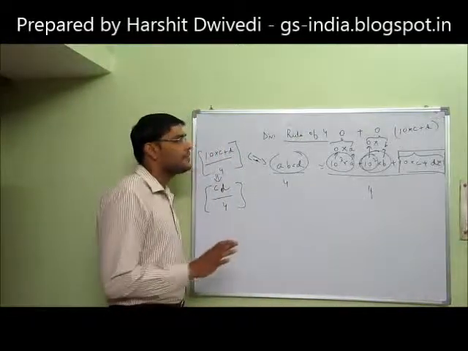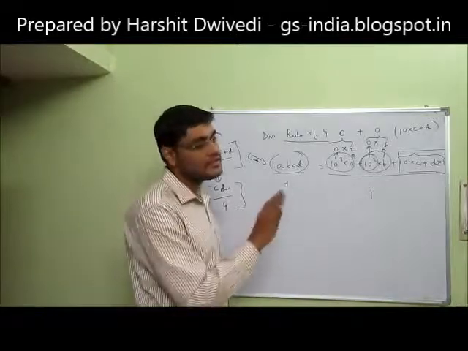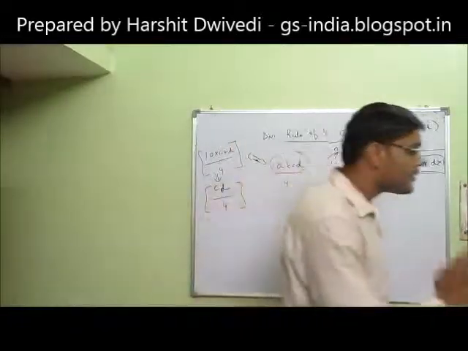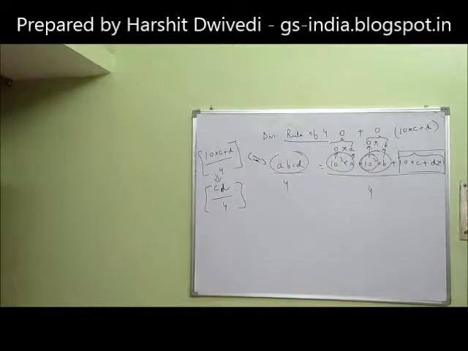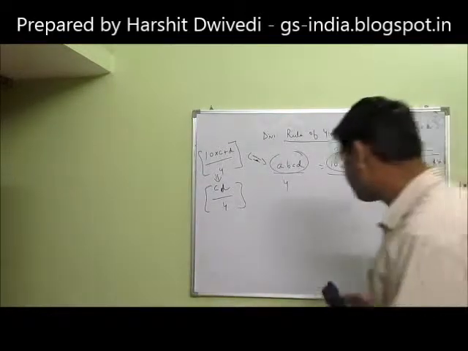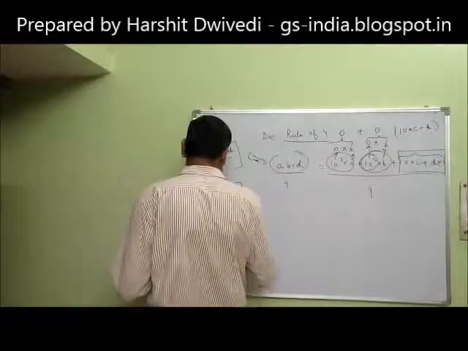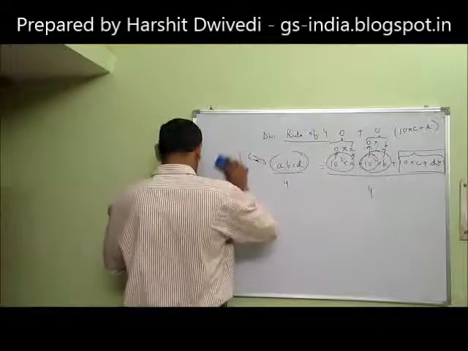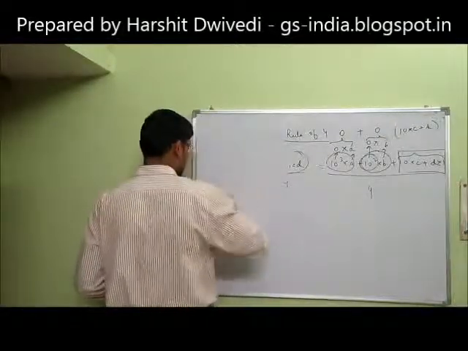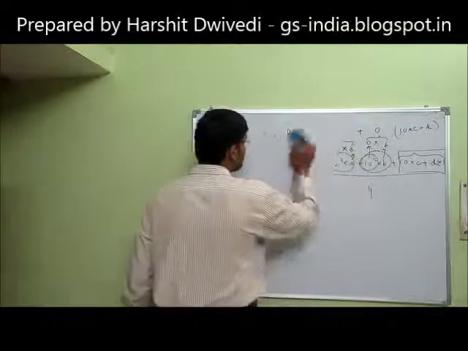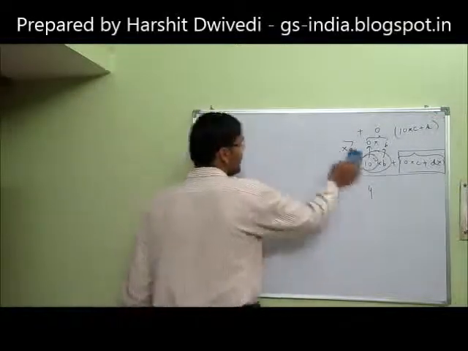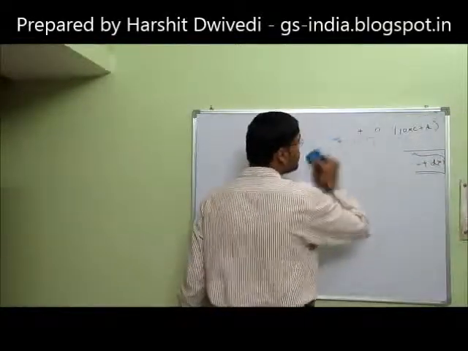So I think this divisibility rule of 4 is a bit clear to you. You can relate it to the divisibility rule of 8 also. Now, before moving on to the divisibility rule of 5, I would like to tell you the divisibility rule of 8.